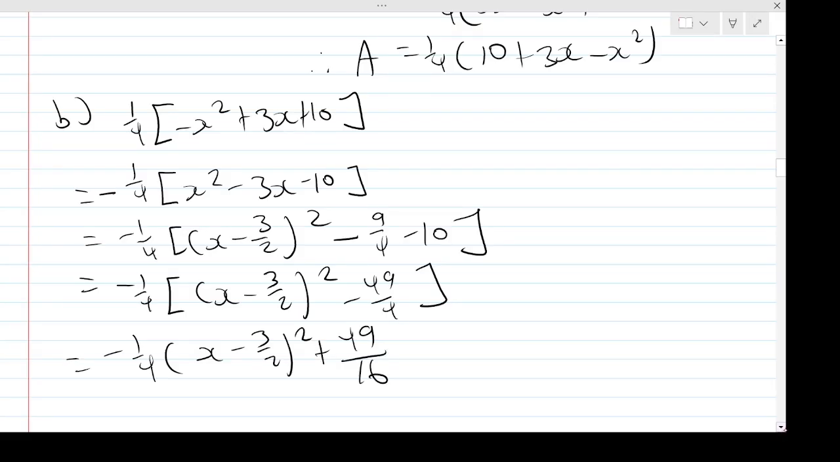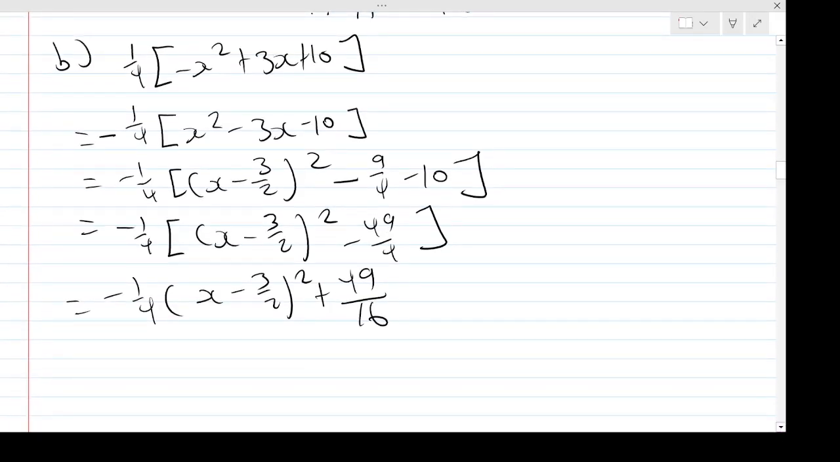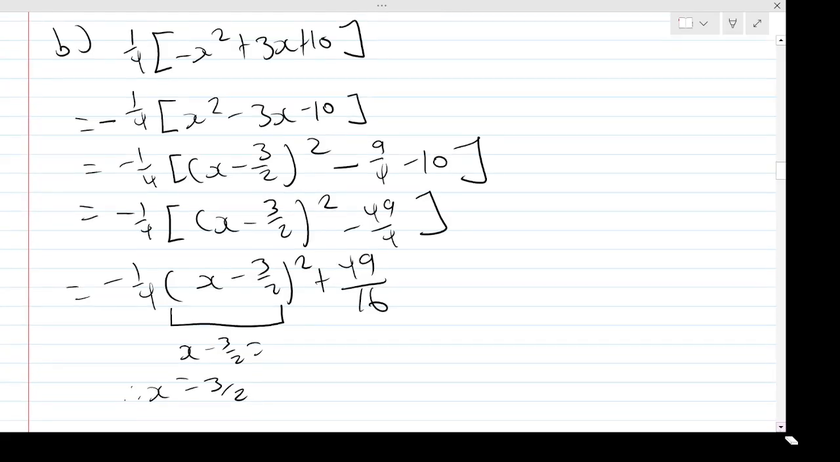So then we can read off the maximum value, right? Because the maximum value, or the minimum, depending on what quadratic we've got, always corresponds to when the bracket part of x equals 0. So this whole bracket equals 0 when x minus 3 over 2 equals 0. So therefore x would be 3 over 2. And so then the value overall, when this bracket is set to 0, we only have left this 49 over 16. So therefore that is the maximum value.